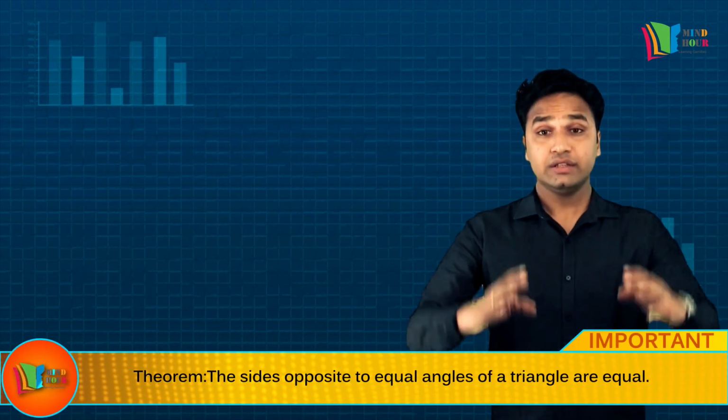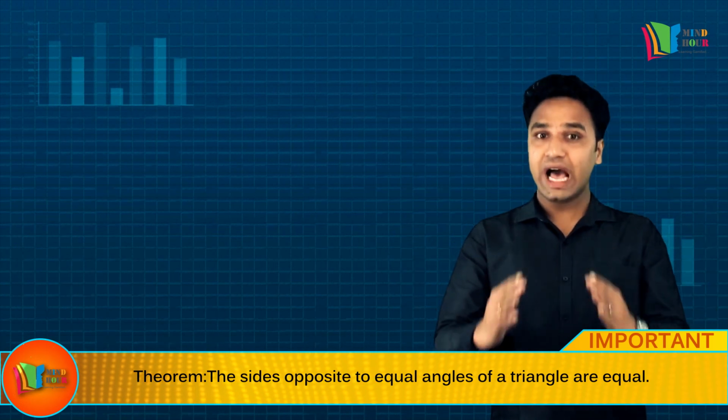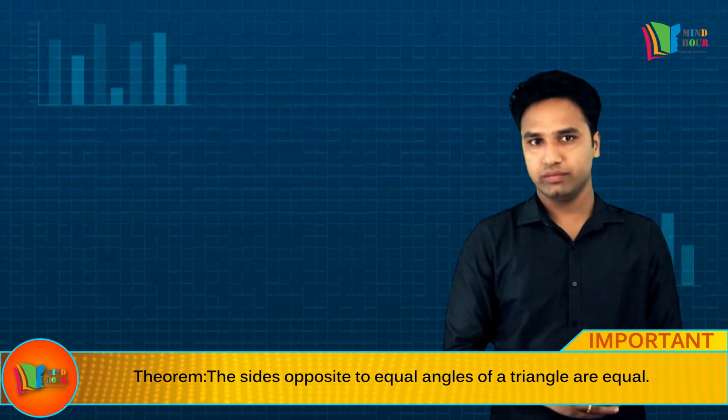Do you think the converse is true? That is, do you think that the sides opposite to equal angles of a triangle are equal? Well, it is. This gives rise to another theorem. The theorem states that the sides opposite to equal angles of a triangle are equal.